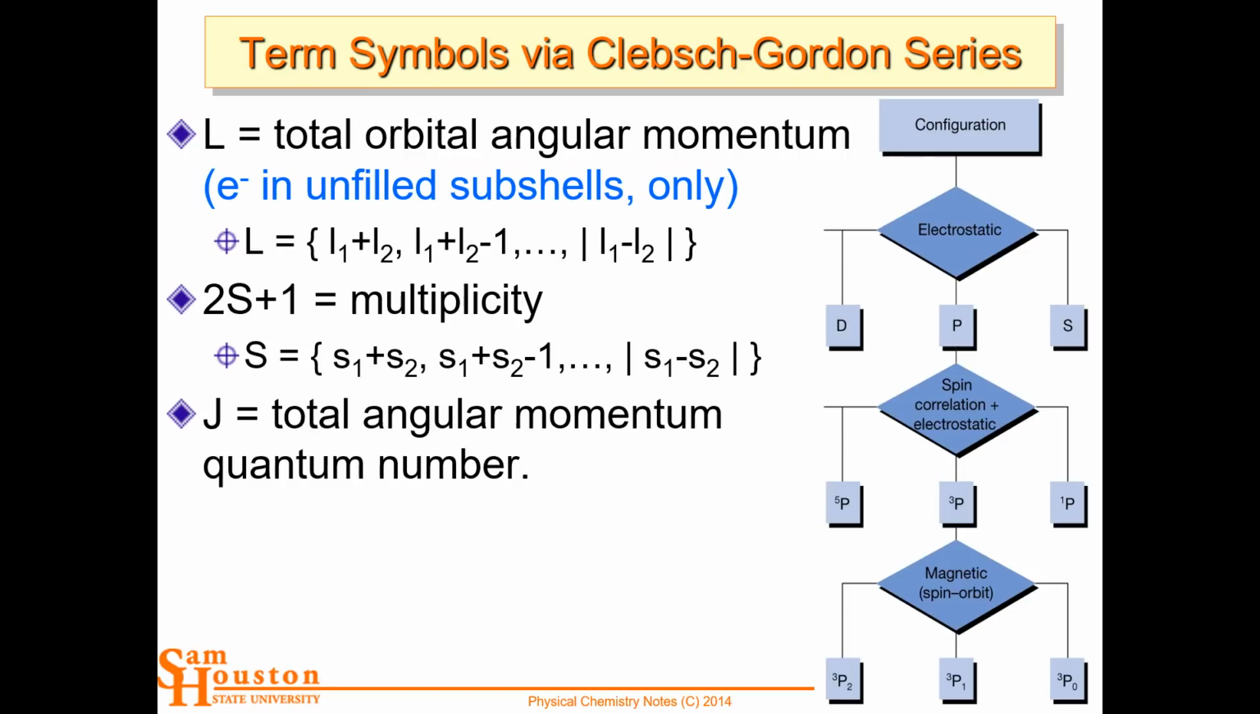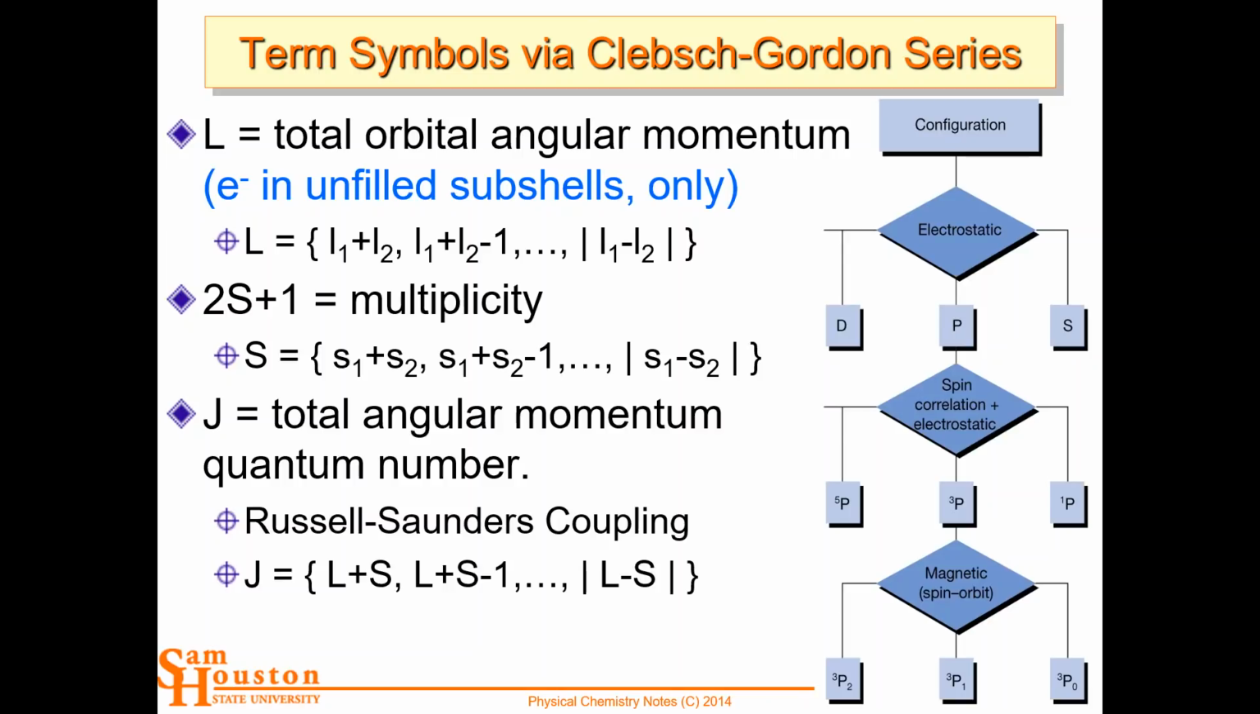And then this J is the total angular momentum quantum number. And this uses a scheme called Russell-Saunders coupling. There's also JJ coupling, which if you get into advanced inorganic and need that, then you'll have to learn that other way to do it. We'll just teach this one. This applies for most of the periodic table, like through the third row.